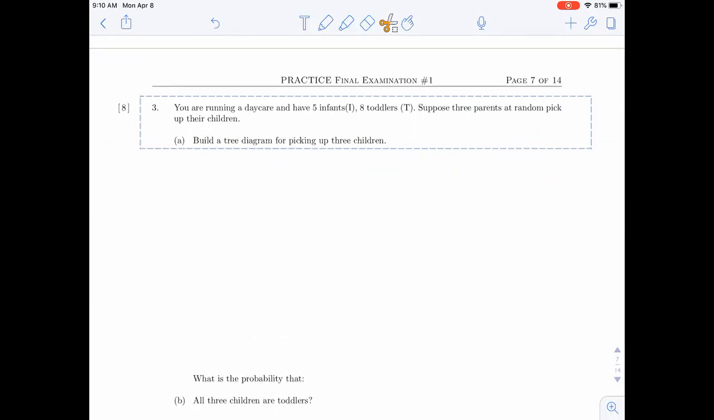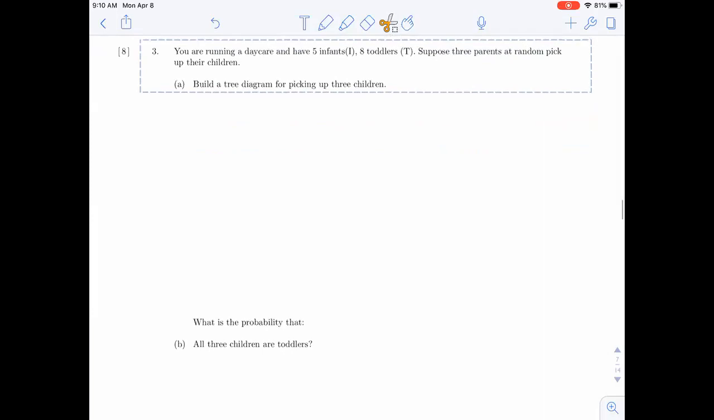This one has 3 layers, because parent 1 comes and picks up their kid and it's either a toddler or an infant. Parent number 2 comes, and then parent number 3 comes. This one has the added complexity of, well, if one kid's gone, the probability changes a little bit, depending on who was picked up previously. So we have to take that into account, but we'll have a look, and it's not that bad.